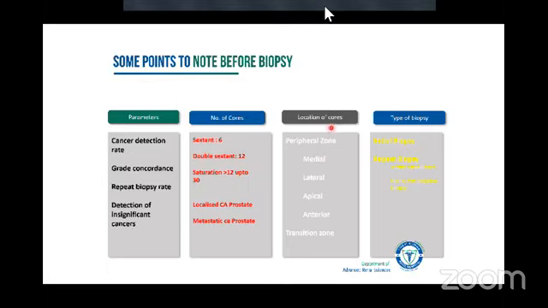Where should the cores be located to get optimum output, whether medial, within the peripheral zone or transition zone, medial, lateral, apical, or anterior? And what kind of biopsy are you doing? Is it an initial biopsy in a naive patient, or is it a repeat biopsy? If it is a repeat biopsy, whether you are doing it for active surveillance or after an earlier negative biopsy.